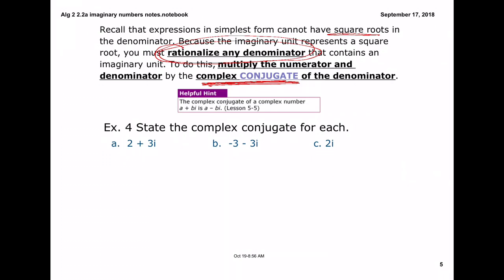So example 4 says state the conjugate for each. If we are looking at 2 plus 3i, the only sign that's going to change is the one in front of the imaginary unit. So our conjugate is 2 minus 3i. In example B, the only sign that's going to change is the one in front of our imaginary unit. So our complex conjugate is negative 3 plus 3i. And when we are looking at just 0 plus 2i, the only sign that's going to change is in front of our imaginary unit, so the complex conjugate would be negative 2i.